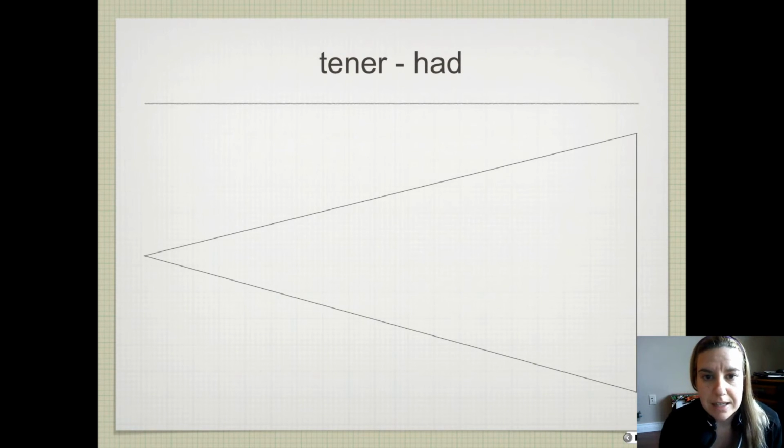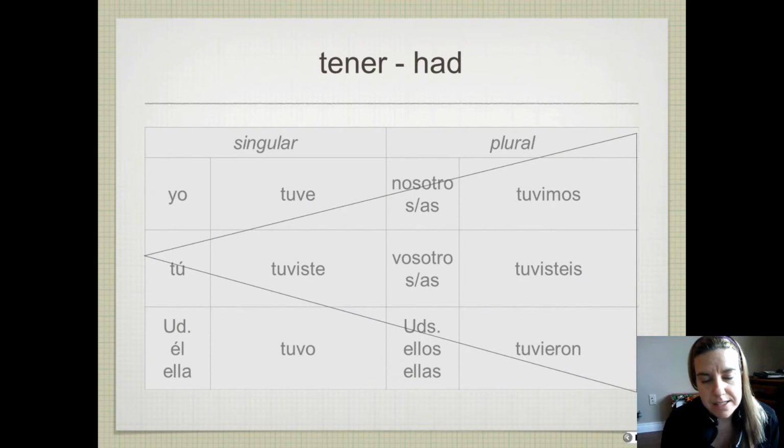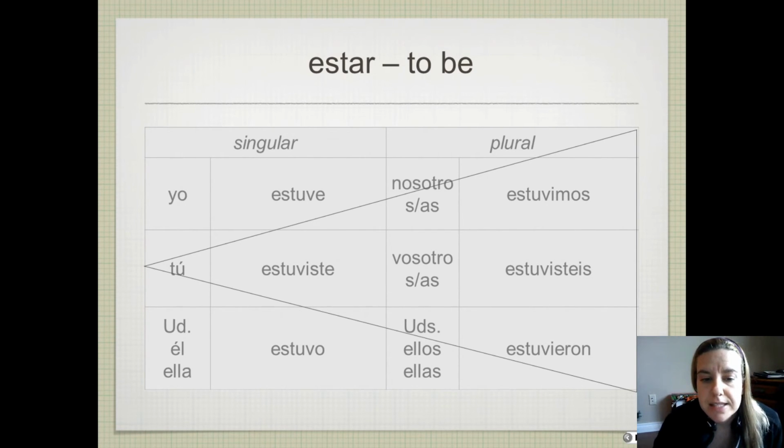Tener and estar in the past tense have exactly the same conjugation. Tener is tuve, tuviste, tuvo, tuvimos, tuvisteis, and tuvieron. Estar looks exactly the same, except it's got the S in front of it. Estuve, estuviste, estuvo, estuvimos, estuvisteis, and estuvieron.